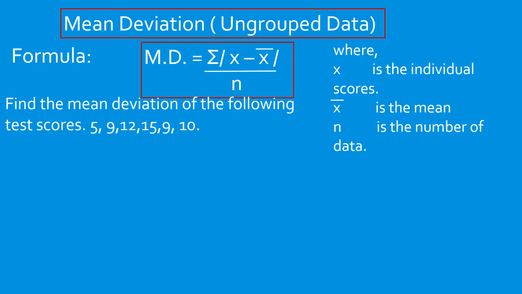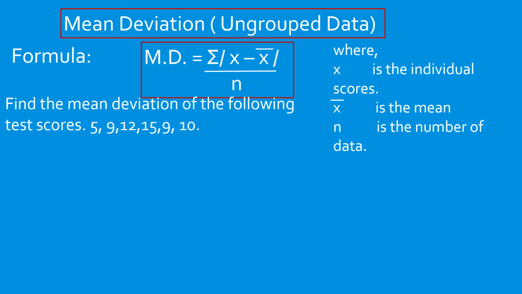Okay, next is to compute for the mean deviation. So this is another measure of variability. Mean deviation, or also known as the average deviation. So this is again for ungrouped data. The formula in finding the mean deviation, MD, or you can use average deviation or AD, is equal to the summation of the absolute value of X minus the mean, divided by N.